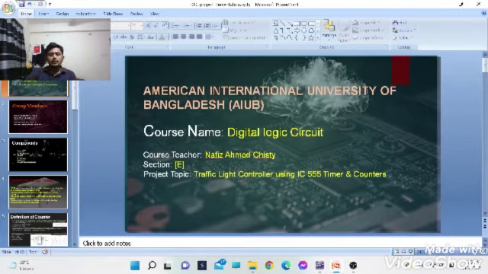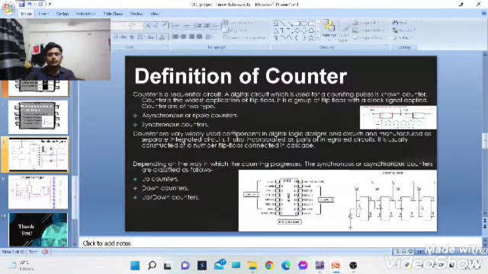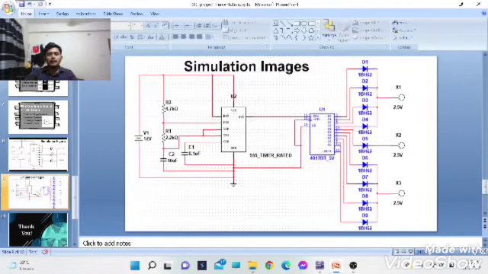My name is Nafizul Haq. My presentation topic is traffic light controllers using IC 555 timer and counters. Let's go to my presentation slide. My presentation topic is simulation. Here we can see that slides 8 and 9 are similar. Now I will discuss the simulation image.